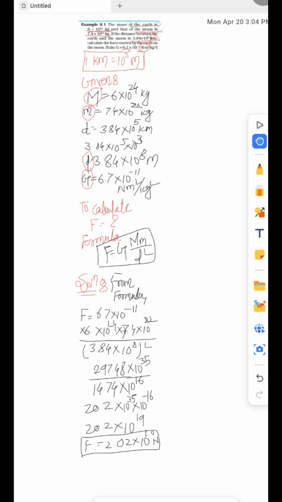So we'll see in the next class the importance of the universal gravitational law.